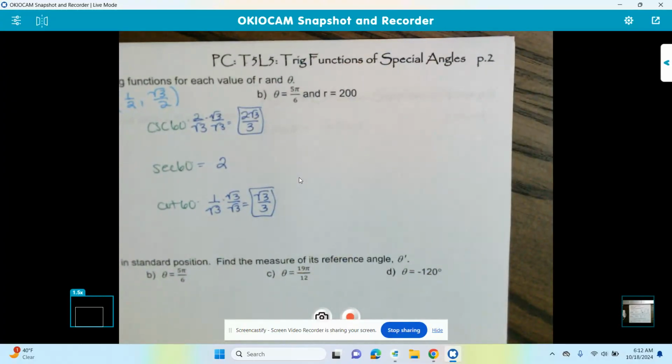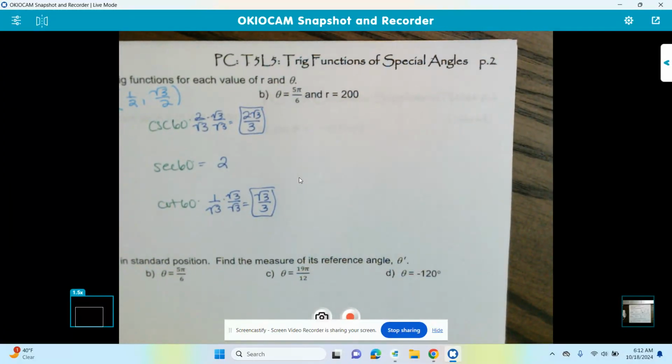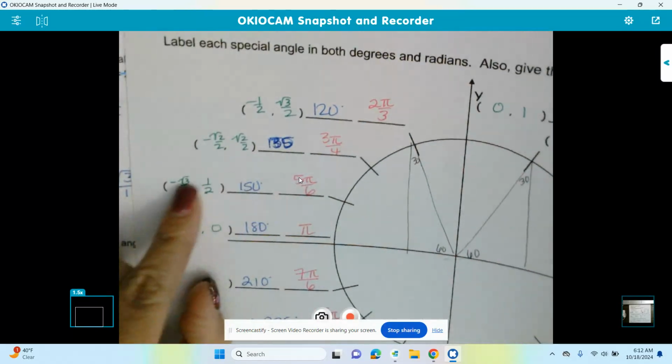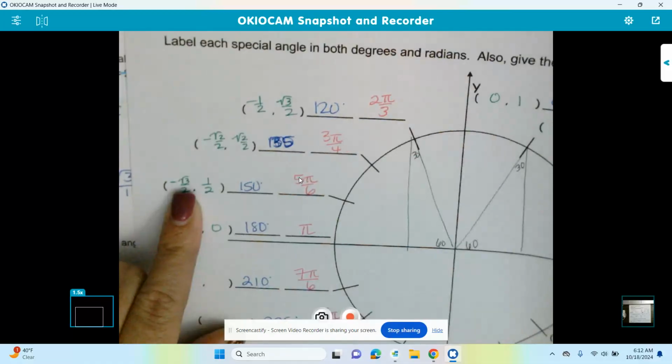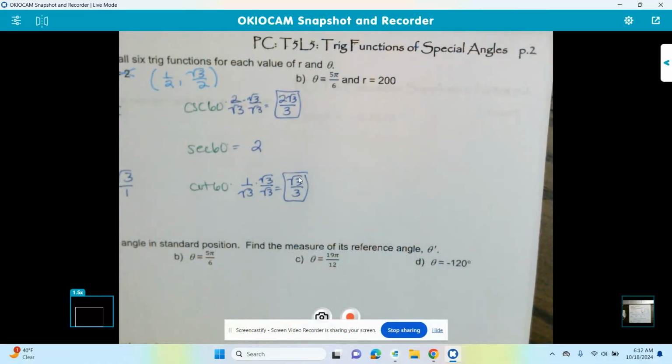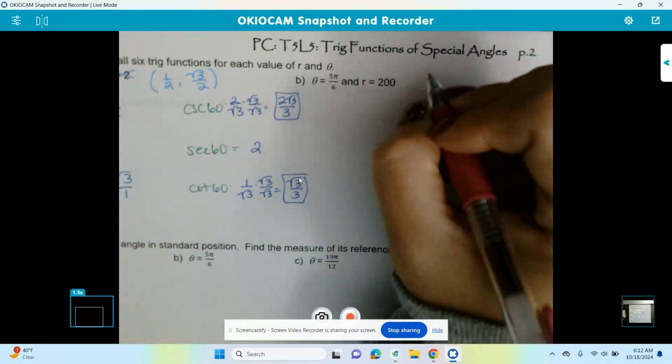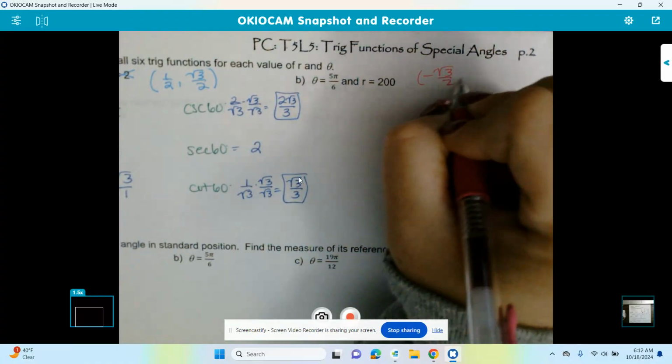All right, let's go over here to 5 pi on 6. Well, again, I've not filled in everything on my unit circle, but y'all have more filled in than I do. So 5 pi on 6 is going to be right here. Okay, 5 pi on 6 is negative square root of 3 over 2, and 1/2.